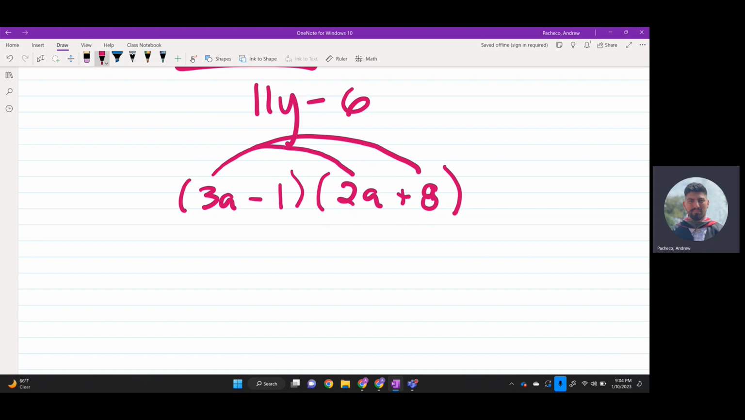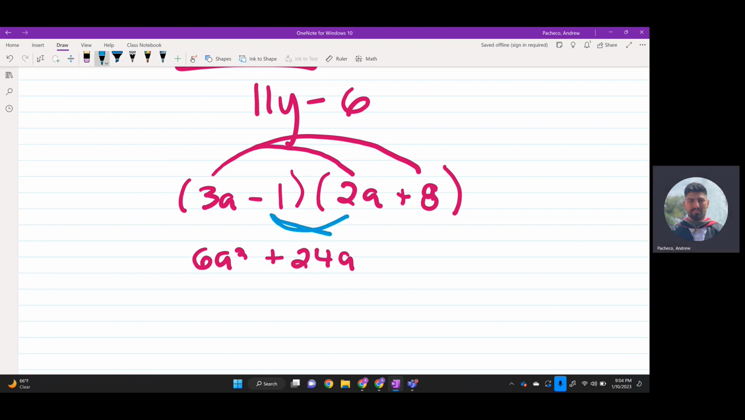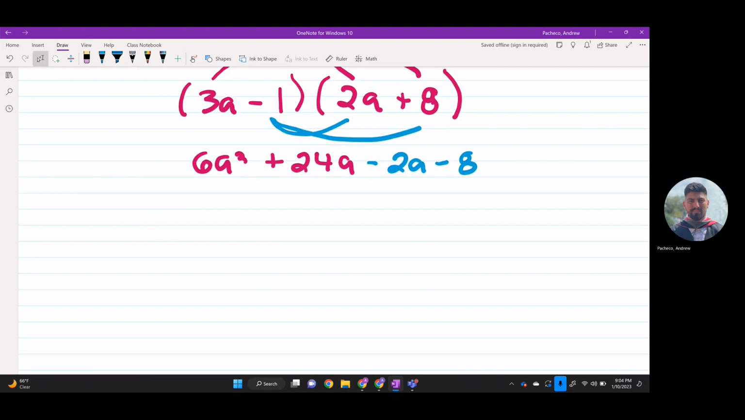So 3a times 2a is going to be 6a squared. 3a times 8 is going to be 24a. For the -1, we're going to do the same thing: -1 times 2a, -1 times 8. In the second part, I said, doing the same thing with -1, multiplying that term by 2a and 8 as well, which I did with the blue.